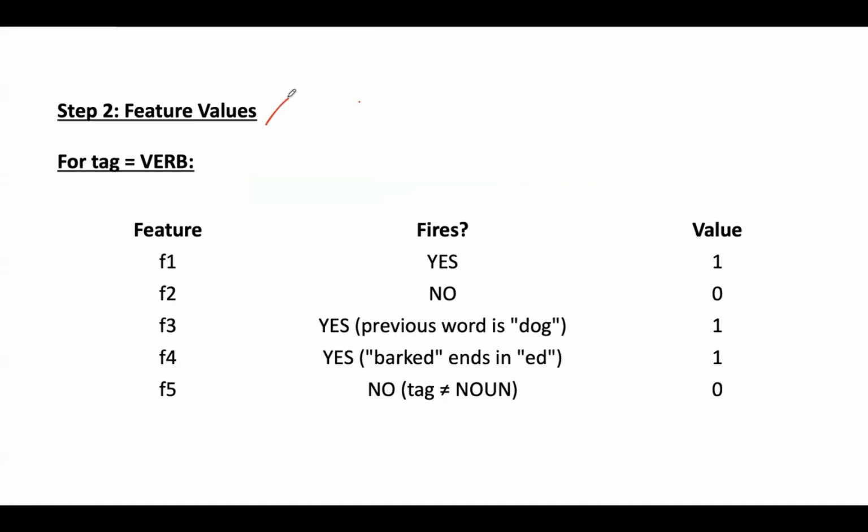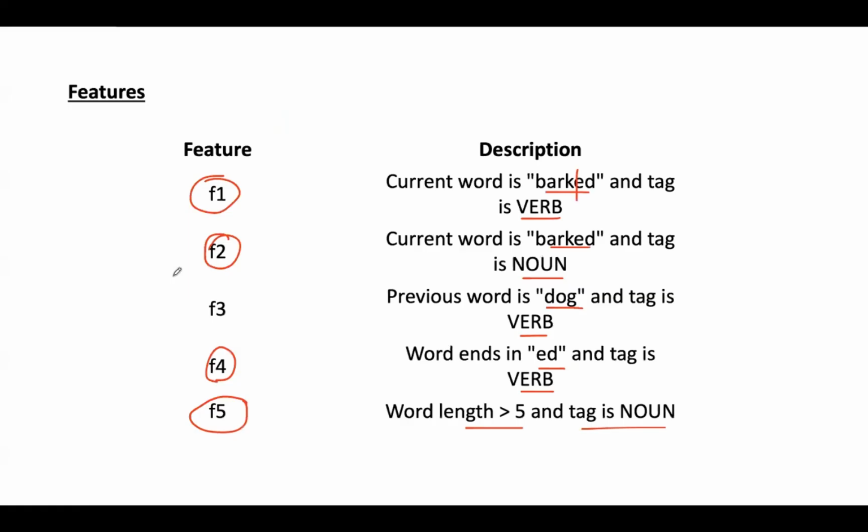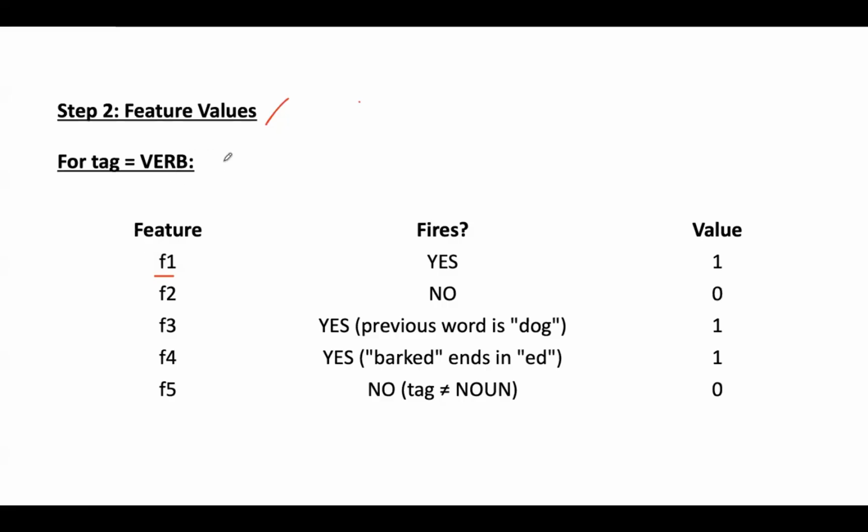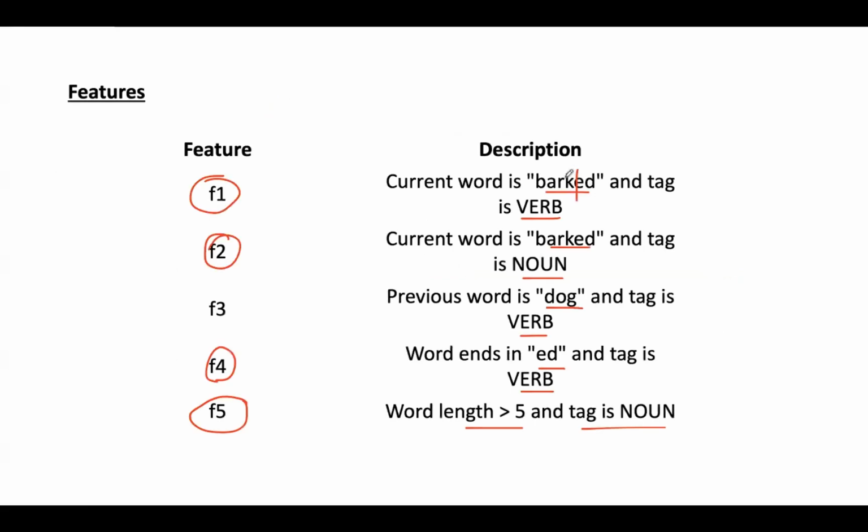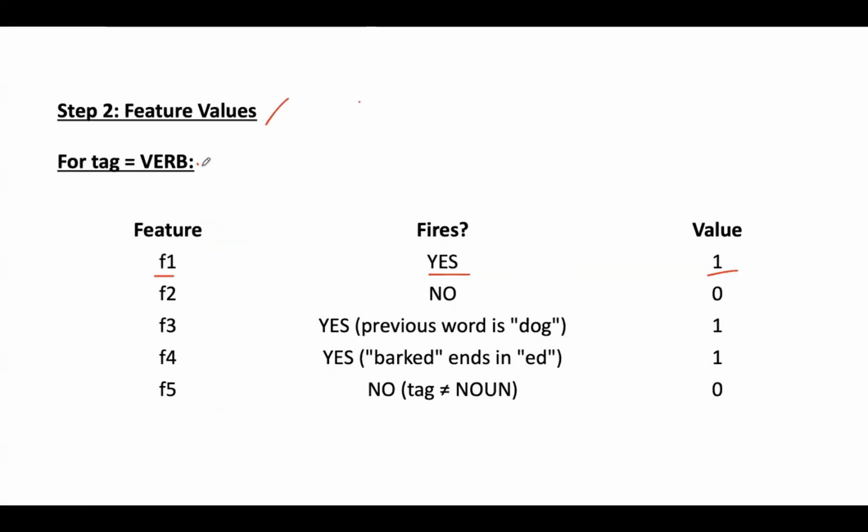Step 2 is feature values. Initially we assumed that this tag can be either verb or noun. So we are taking the first scenario, assuming that the tag assigned to this is verb, and take the features. What is the feature? Current word is bark, tag is verb. In that case, as we are assuming this tag also as a verb, it fires, and the value 1 will be assigned to that feature because there is a match. You can see the word barked: we are assigning the POS tag verb to the word. As we are doing it for the verb tag only, this feature fires and the value 1 is assigned. Let's move on to the second feature, F2.